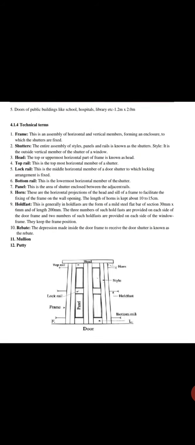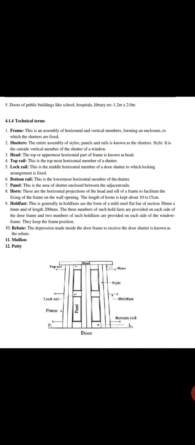Head: the uppermost horizontal part of the frame is known as the head. The top rail is the topmost horizontal member of a shutter. Next one is the lock rail. This is the middle horizontal member of a door shutter to which the locking arrangement is fixed. Bottom rail: this is the lowermost horizontal member of the shutter.